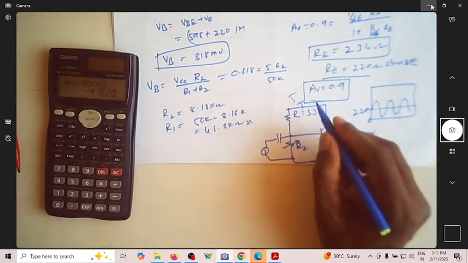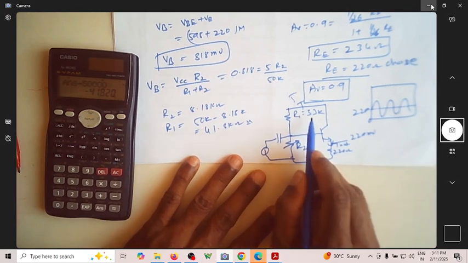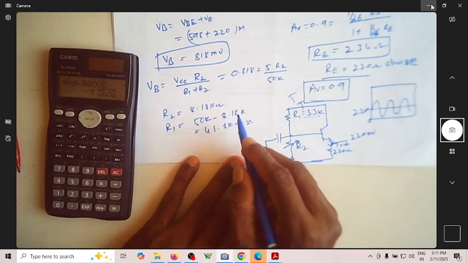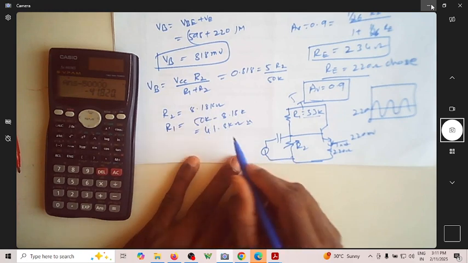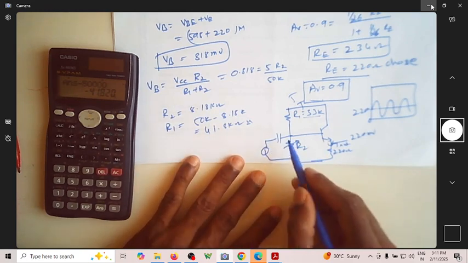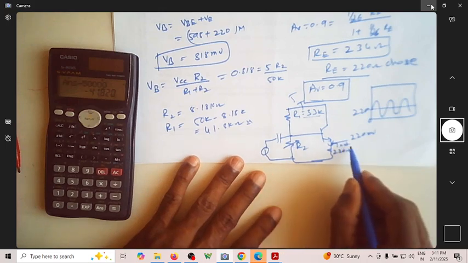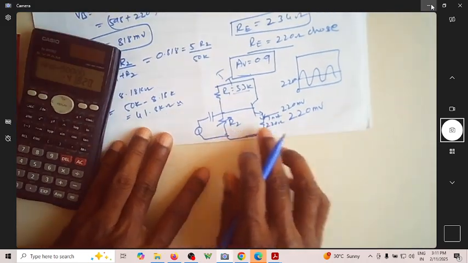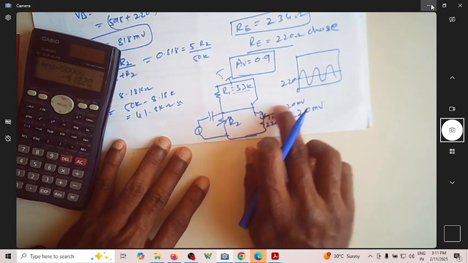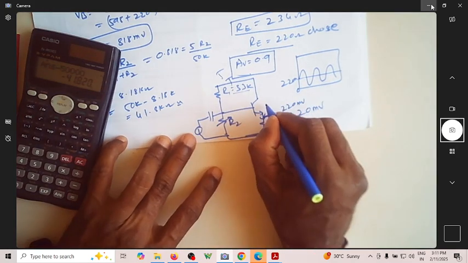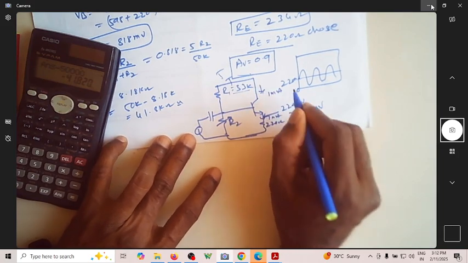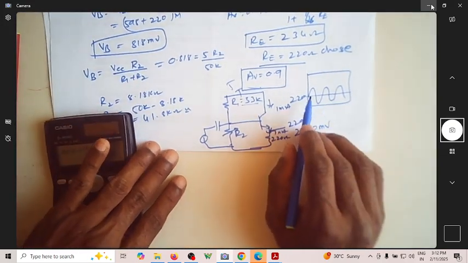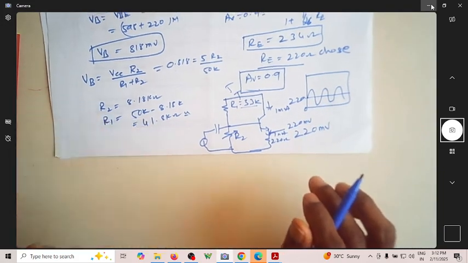So this is VCC of 5 volt. Let this be 33k. Let us make this R2 slightly more than 8.1, so keep it around 9k, 10k, and certainly vary this so that the voltage here becomes 220 millivolts. If it is 220 millivolt across this 220 ohm resistance, the current flowing will be 1 milliampere. If 1 milliampere flows, we will ensure that AV becomes equal to 0.9.